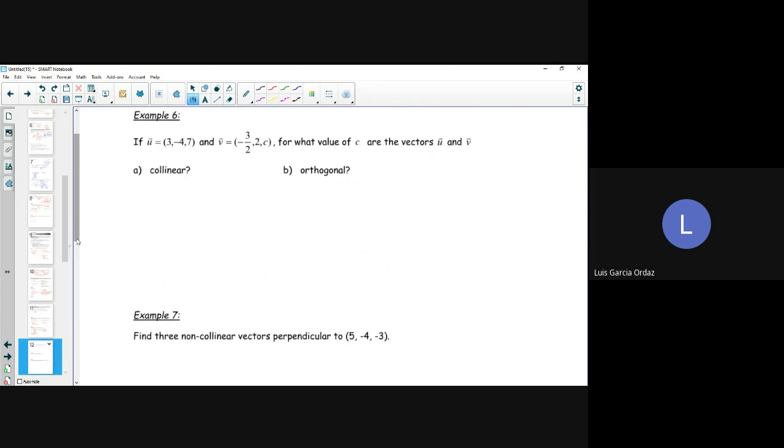So example 6: if vector U is 3, -4, and 7, and vector V is -3 over 2, 2, and C. For what value of C are the vectors U and V collinear, which is a fancy way for parallel, and orthogonal means perpendicular. So based off what we learned today, how am I going to figure out if vector U is collinear to vector V? What property am I going to use?